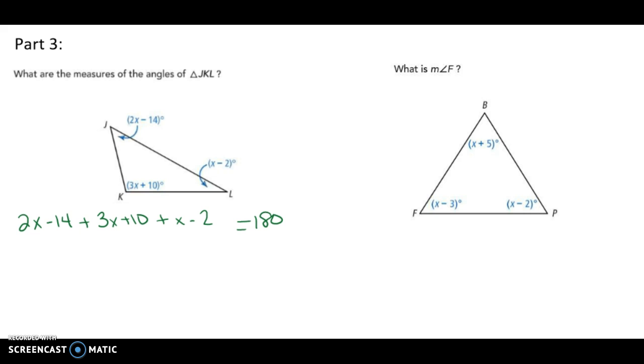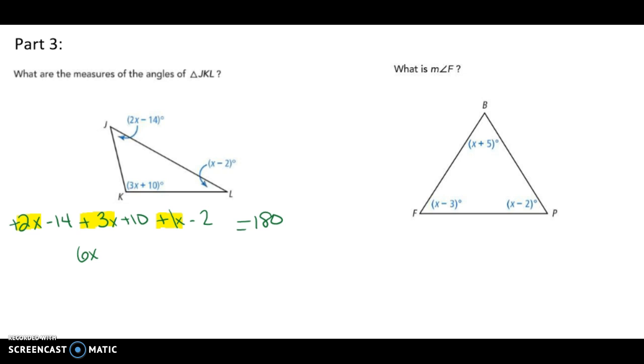Now we know that as we go through that we can go ahead and just combine like terms. This is an x, this is an x, and this is an x. Remember that when you're combining like terms, you always include the sign that goes in front of it. So this is a positive 2x, this is a positive 3x, and this is a positive 1x. So 2 plus 3 is 5, plus 1 is 6. So I have 6 x's.